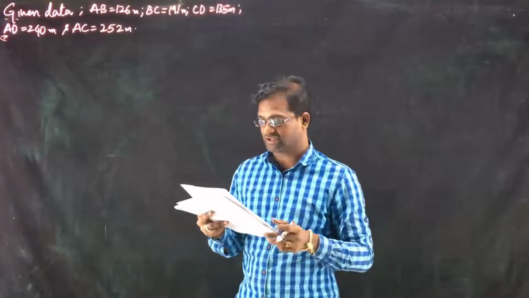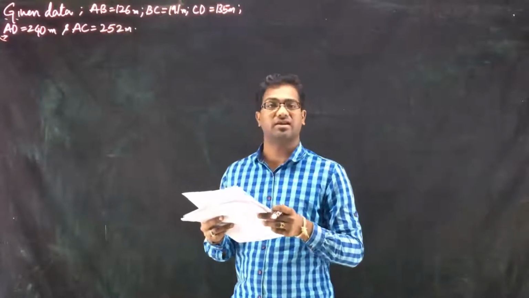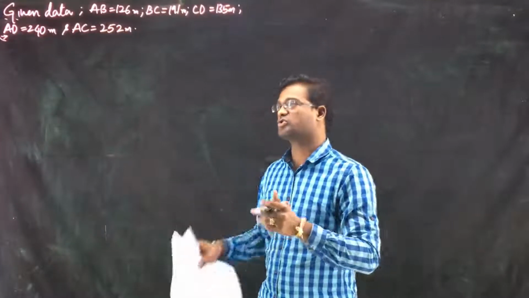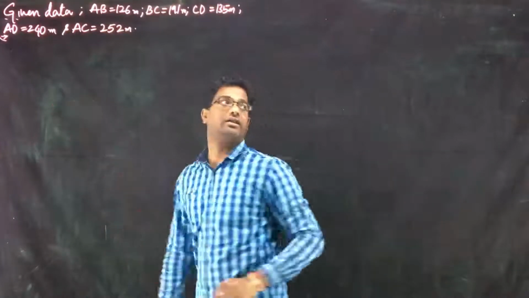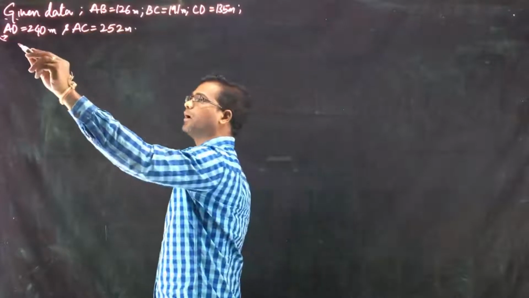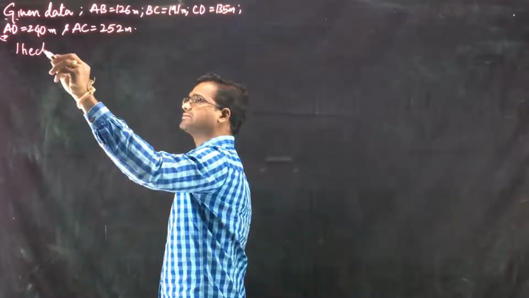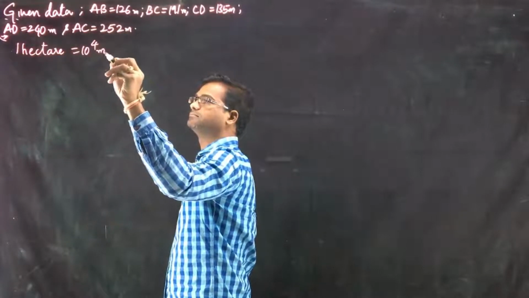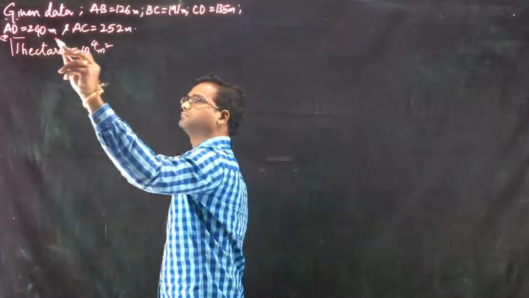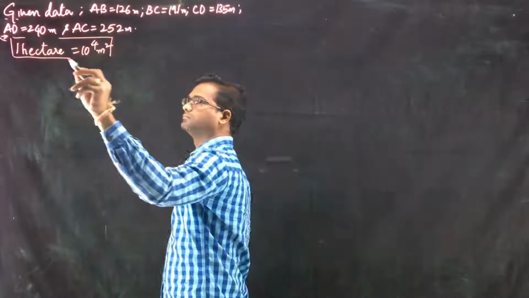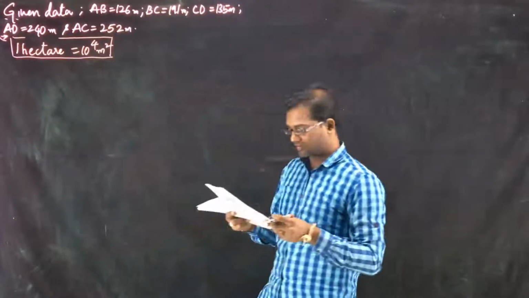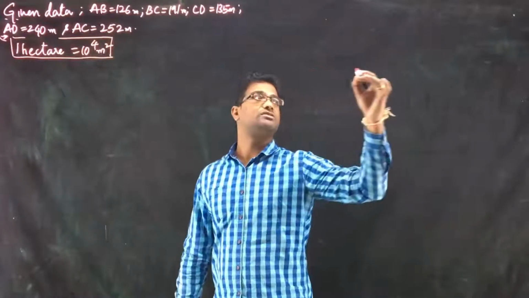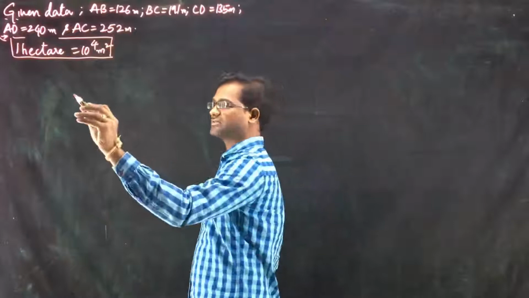If this is the situation, we calculate the area within the boundary in hectares. In hectares, right? So you should know what 1 hectare means. 1 hectare is 10 power 4 square meters. Okay, so the diagram looks something like this.